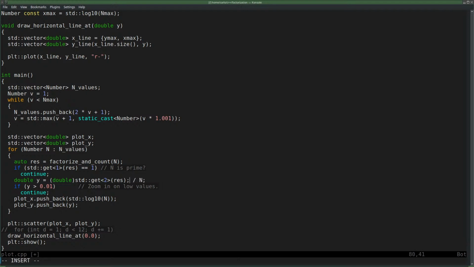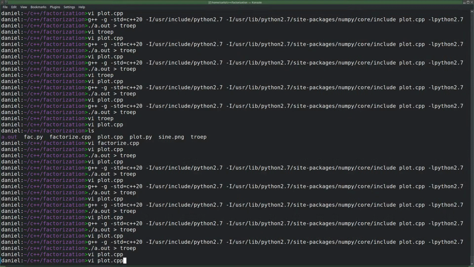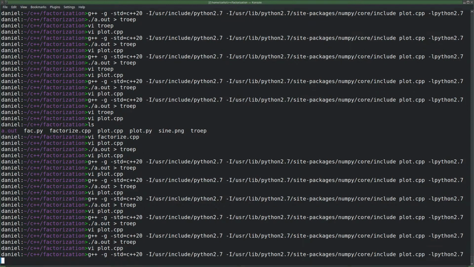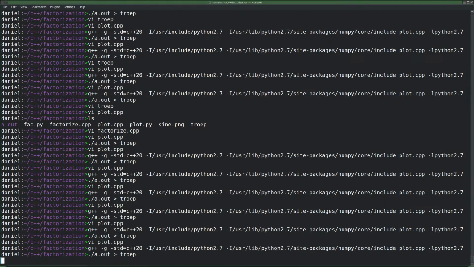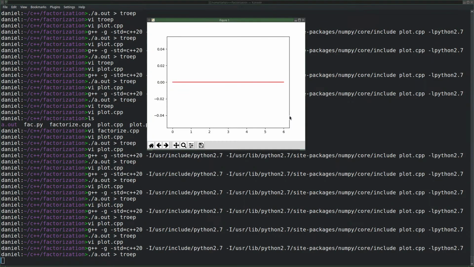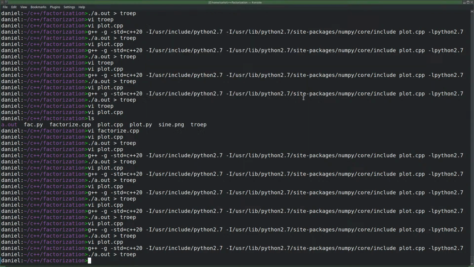Yeah, not divide by n. So now we really plot vertically the number of iterations, aka Q, the Q that we find. Nothing to be seen. Oh, yeah.